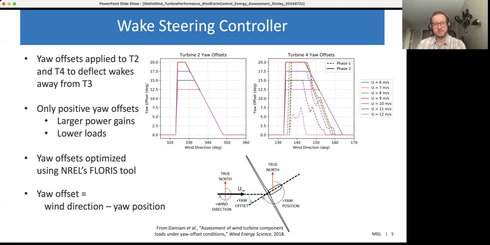And so I mentioned positive and negative offsets. We define a positive yaw offset as a counterclockwise rotation of the nacelle relative to the wind direction when viewing the turbine from above.